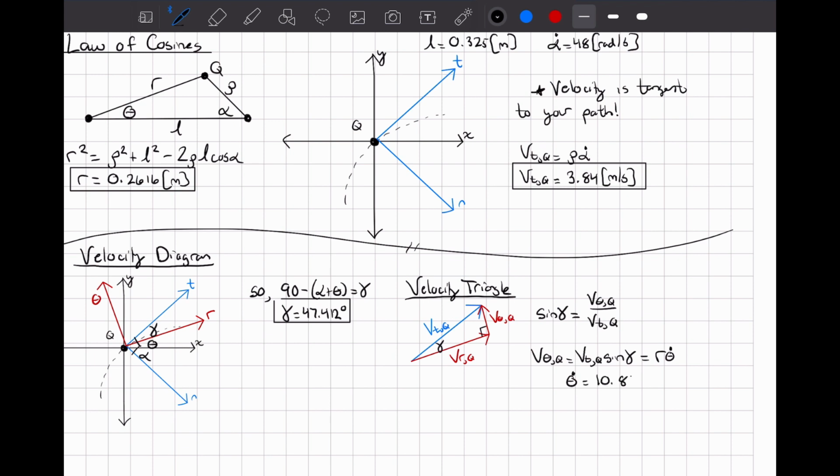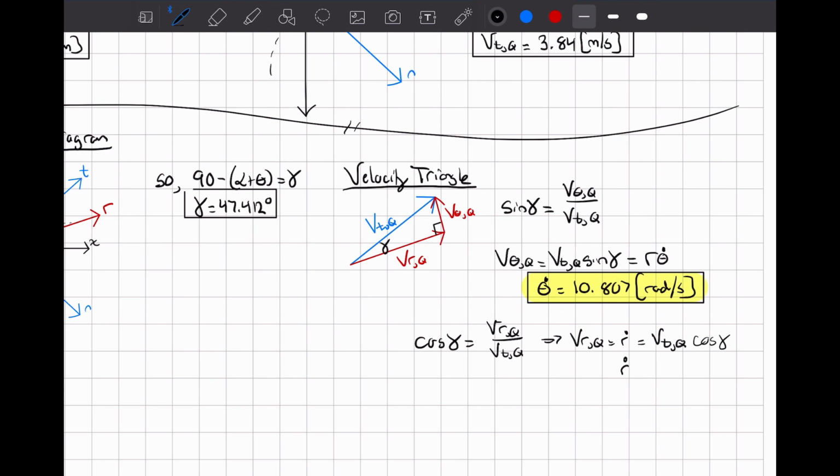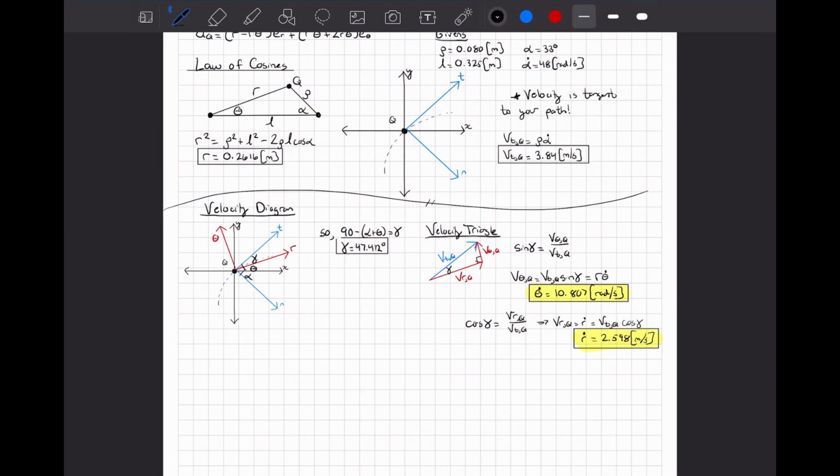And likewise, because we know that, it's going to be equal to r theta dot by the definition of the velocity in the theta direction. And thus we can calculate theta dot is equal to 10.807 radians per second. Likewise, we can do the same thing for the velocity in the radial direction, and because that is purely just going to be r dot, we can calculate it as being 2.598 meters per second.